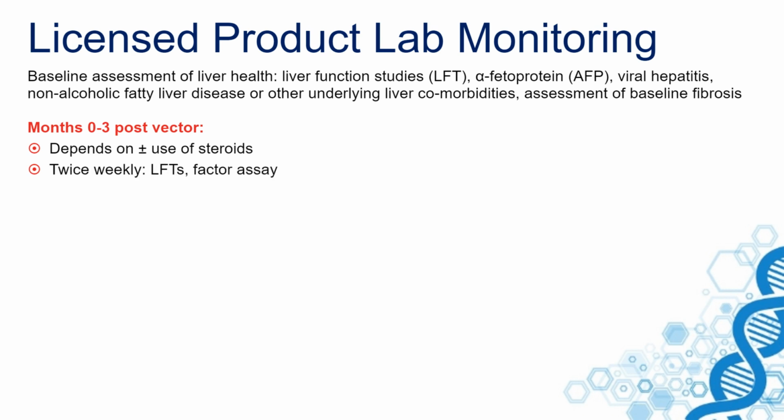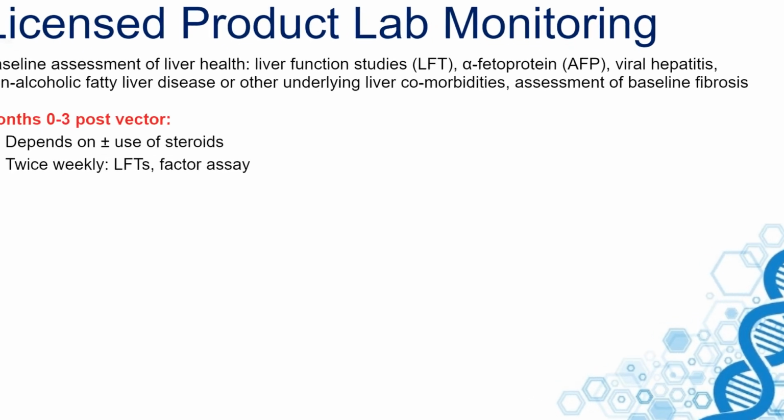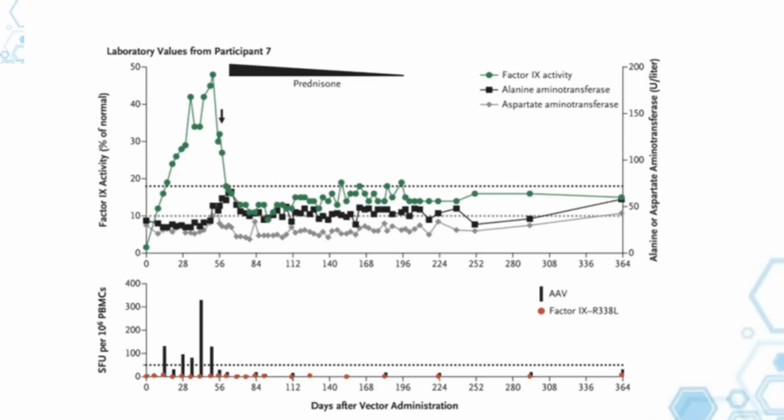And again, the monitoring for capsid immune response thus far has been liver function studies, a factor assay, and interferon gamma ELISpot assay. The ELISpots are unlikely to be translatable outside of a research setting. So I suspect that we'll be monitoring liver function studies and a factor assay. And the graph here on the right just demonstrates what I would argue is the importance of frequent monitoring.